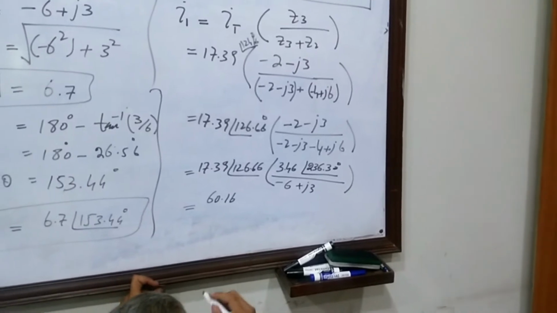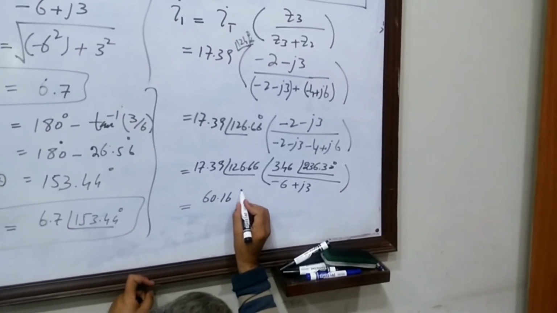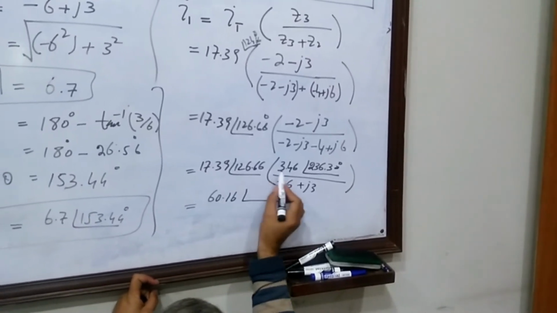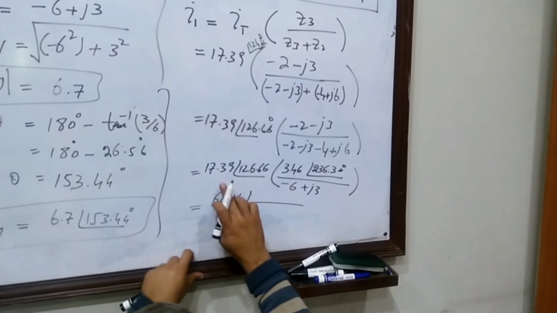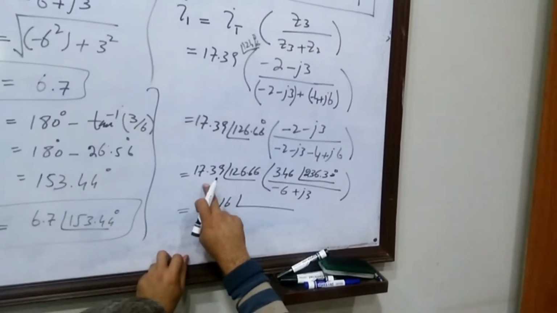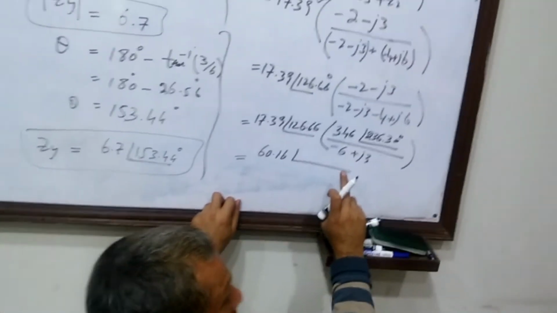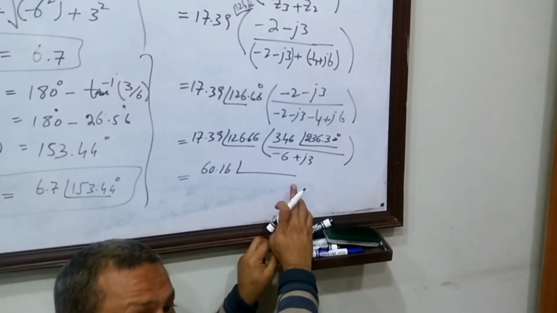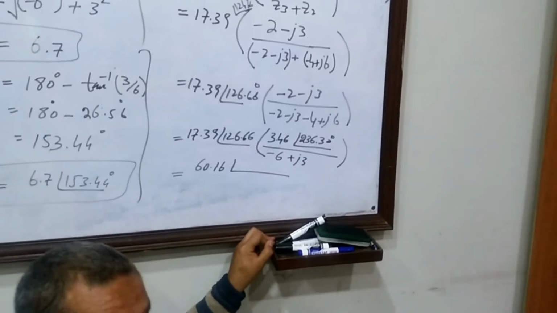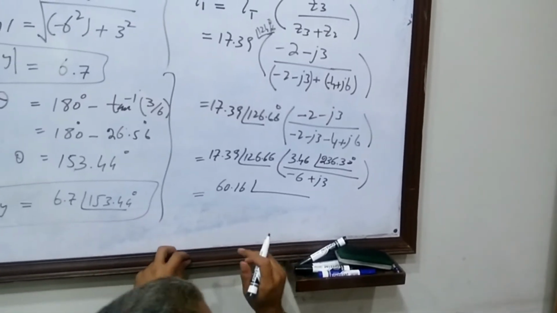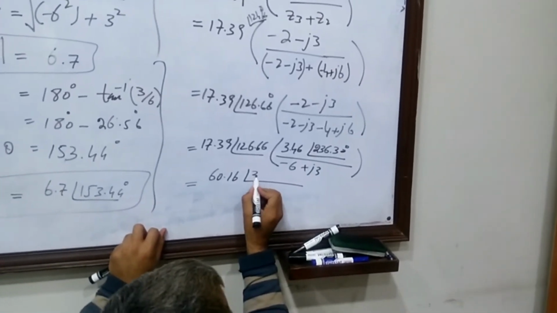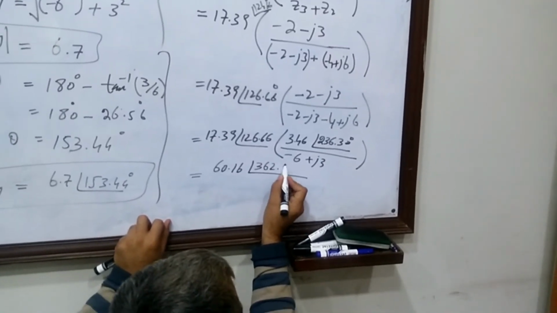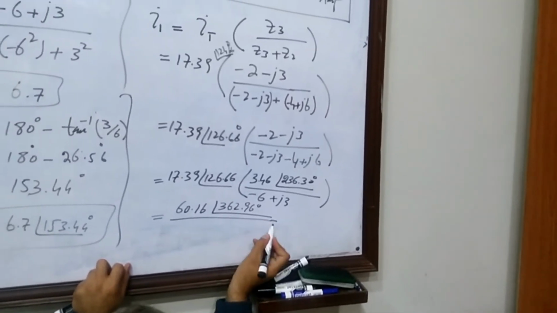When you multiply polar into polar, the magnitudes are multiplied and the angles are added. Angle is 362.96. How about this one?